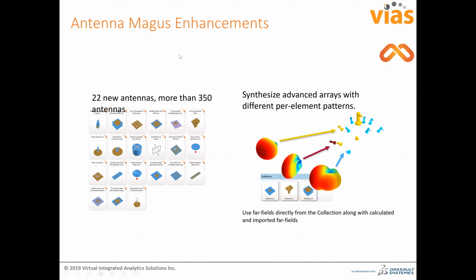Now, if we see the Antenna Magus enhancement, 22 new antennas have been added, and Antenna Magus is a tool which is a designable database of antennas, and it consists of more than 350 antennas. It is a very interactive tool. A user can give its frequency and other different parameters, and with those parameters it will construct the antenna automatically, a 3D model, and you can very quickly see all its far field pattern and 1D pattern. Now what has been added in 2020 is synthesized advanced arrays with a different far field pattern per element. If we have a distribution matrix of the array, and with each element we want to add the far field pattern, that is also possible.